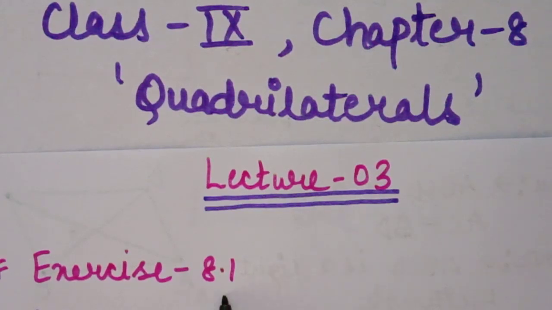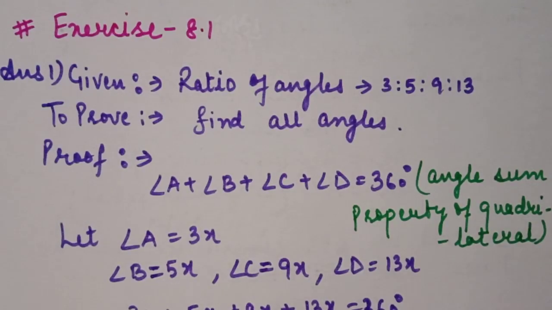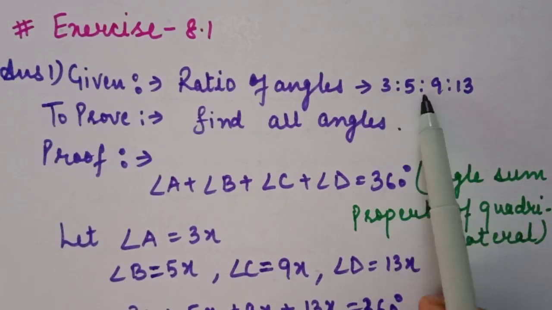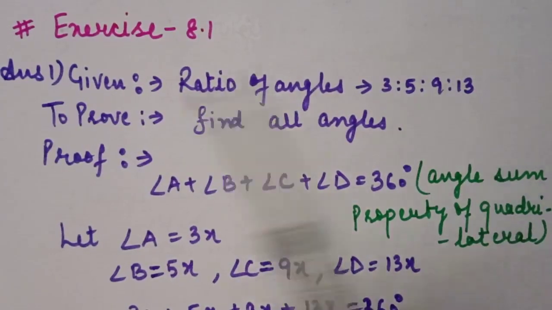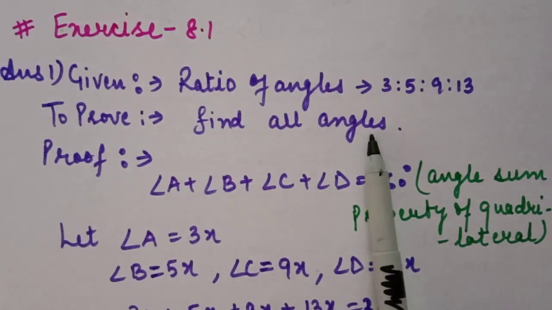So students, now we will start our lecture with the first question of exercise 8.1. The angles of a quadrilateral are in the ratio 3:5:9:13. Find all the angles of a quadrilateral. In this question, all four ratios are given for all four angles in a quadrilateral. So what is given? Ratio of angles are given. We will write ratio of angles here. To prove, we have to find the measurement of all angles.